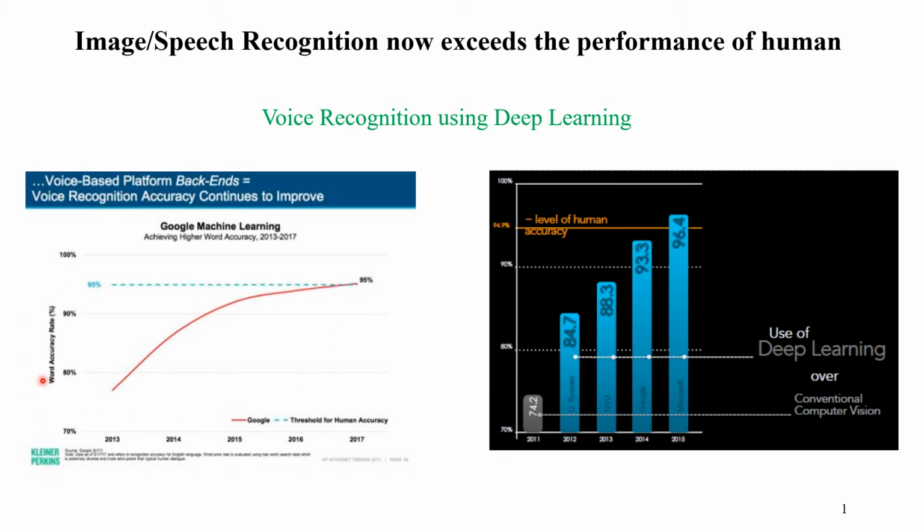Again, this line here is the human level accuracy. This blue bar shows the performance of, again, deep learning. Around 2017, this performance actually exceeded the performance of human level. So roughly speaking, in the area of image recognition and speech recognition, the deep learning method outperforms the accuracy of human level.